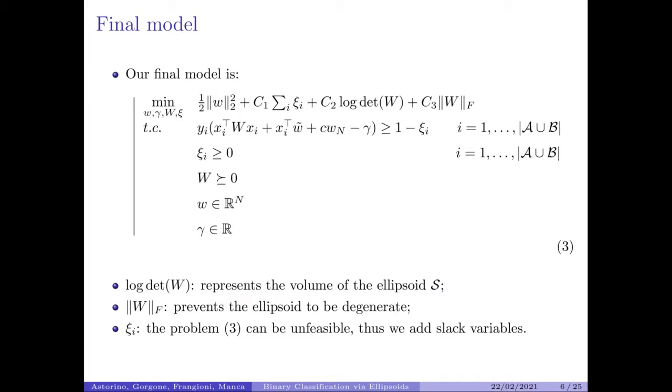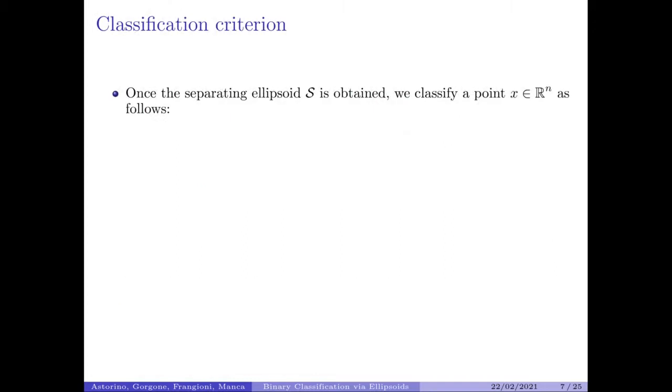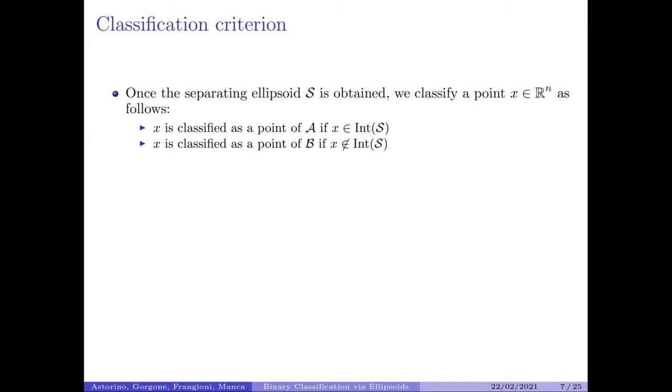Once we solve this problem, which is possible because it's just an SDP problem, we can define our classification criterion, which in this case is just the trivial one. Once we have the ellipsoid S, we say that a point x of R^n is classified as a point of A if it's inside the interior of the ellipsoid, and it is classified as a point of B if it's left outside of the ellipsoid S.